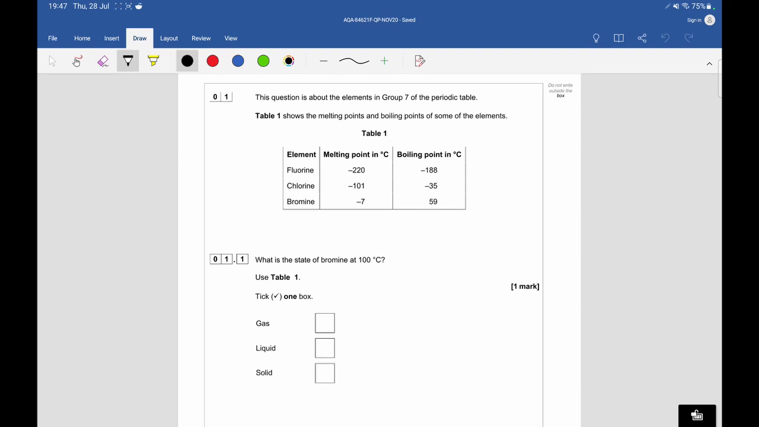Question number 1 is all about the elements in group 7 in the periodic table, and provides you with a table of information about the melting points of those elements in group 7. It asks you to state what state bromine is at 100 degrees Celsius.